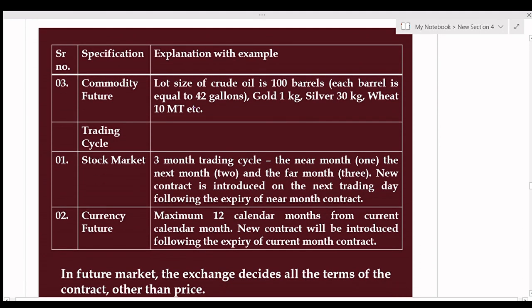Commodity futures. The lot size of crude oil is 100 barrels. Each barrel is equal to 42 gallons. Gold: 1 kg, silver: 30 kg, wheat: 10 metric tons.